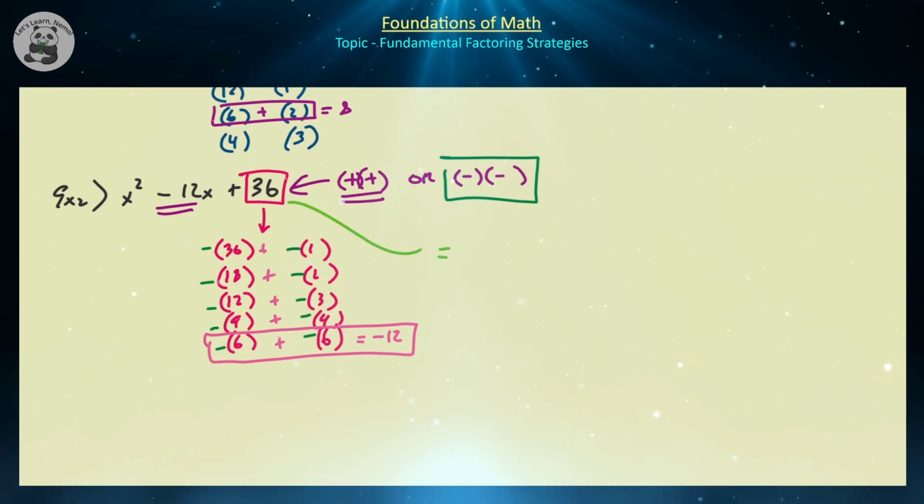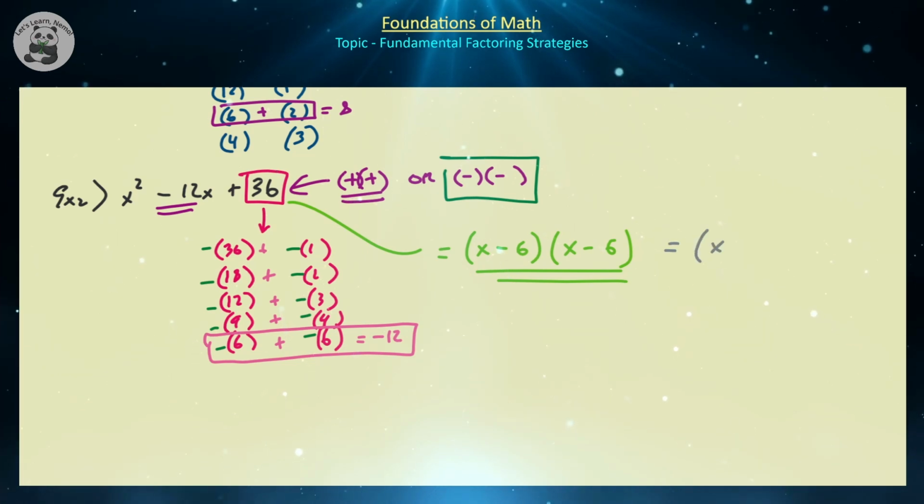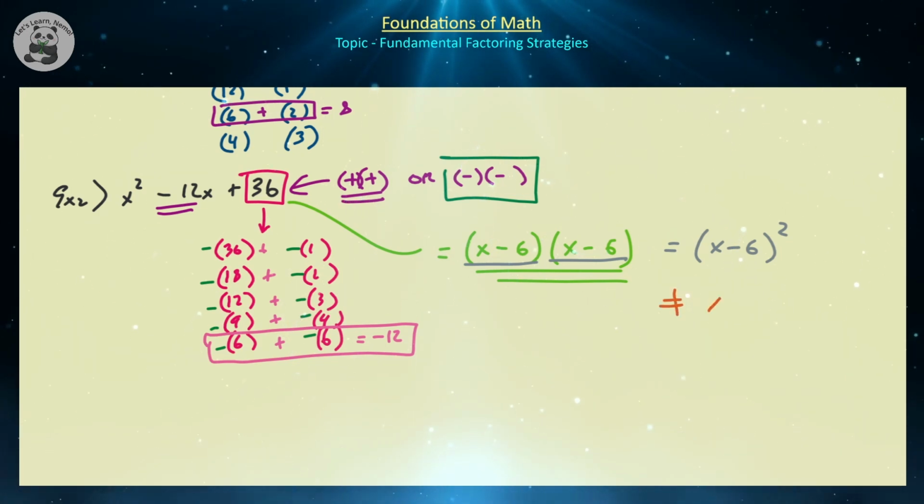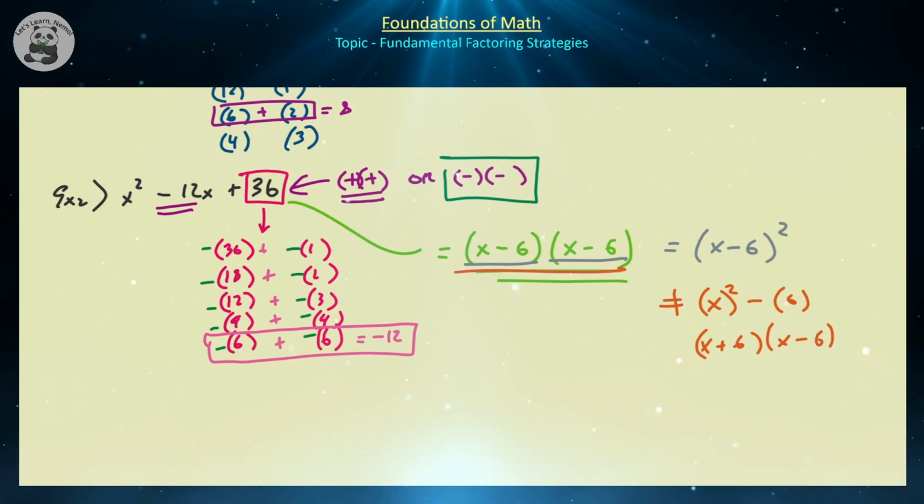Therefore, the factorization is going to be x minus 6 times x minus 6. Some people will even write this as x minus 6, the quantity squared, because that's just something times itself. And just as a side note, keep in mind that this is not the same as x squared minus 6 squared, because that would factor into x plus 6 times x minus 6, which is not the same thing as x minus 6 times x minus 6.